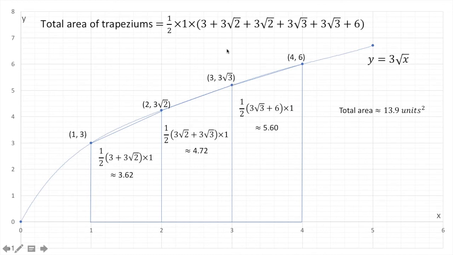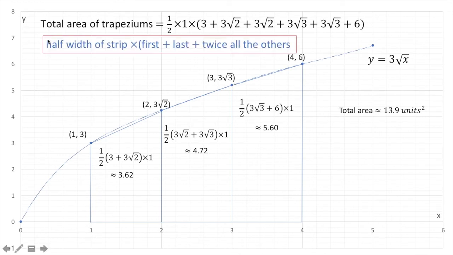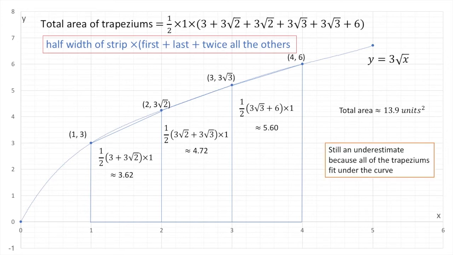And so the trapezium rule is sometimes summarised as half the width of the strip multiplied by the first plus the last plus twice all the others. And notice that this is still an underestimate because all of the trapeziums fit under the curve. So our first estimate with 1 trapezium gave us an area of 13.5. This one with 3 trapeziums gives us an area of 13.9, both of which are underestimates for the actual area under the curve. So you can probably predict the exact area under the curve.